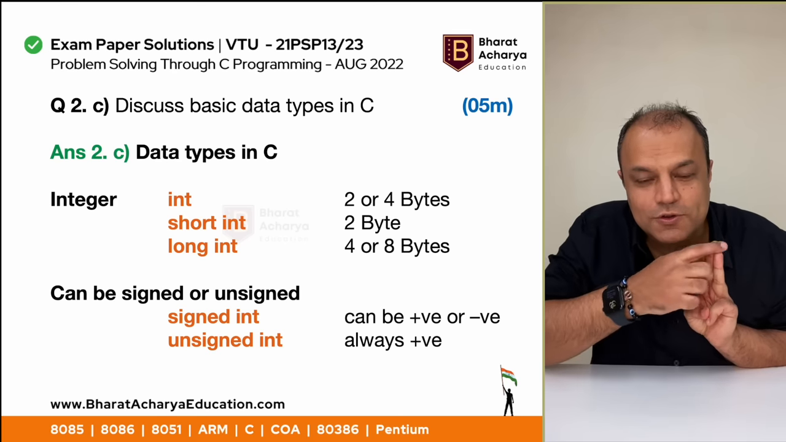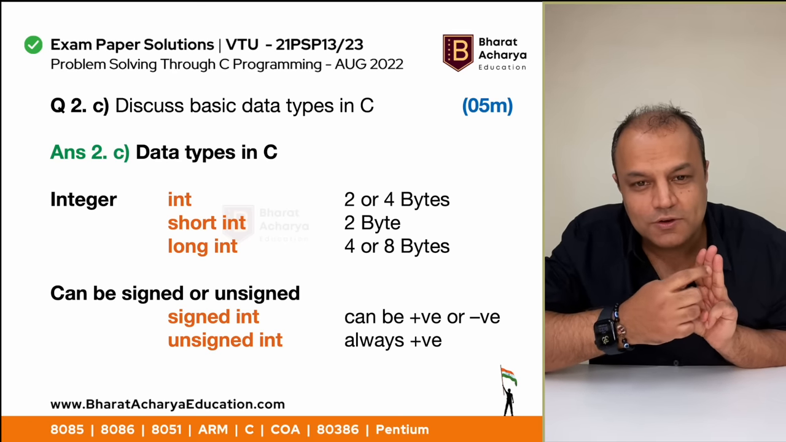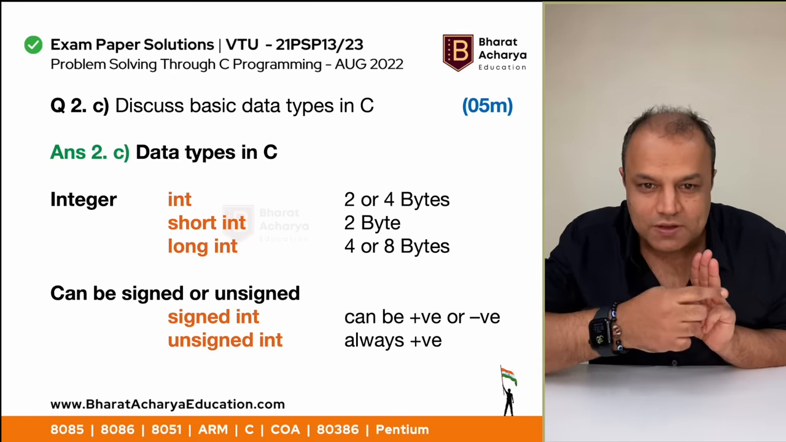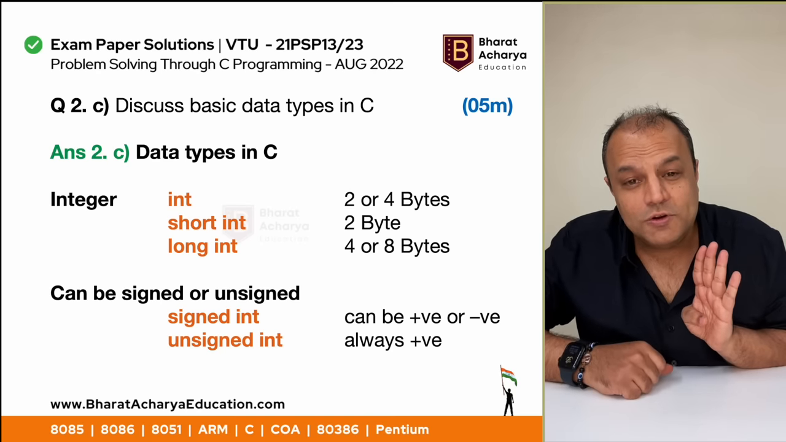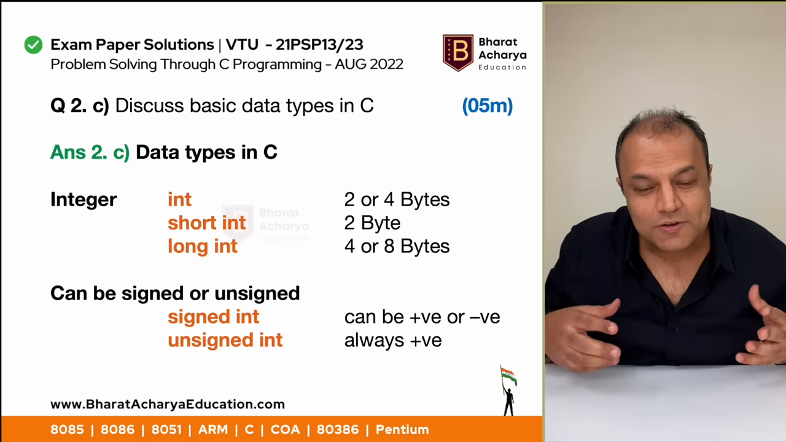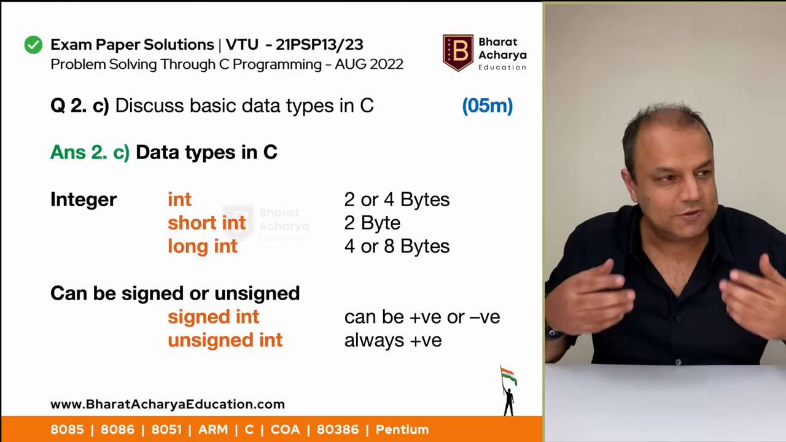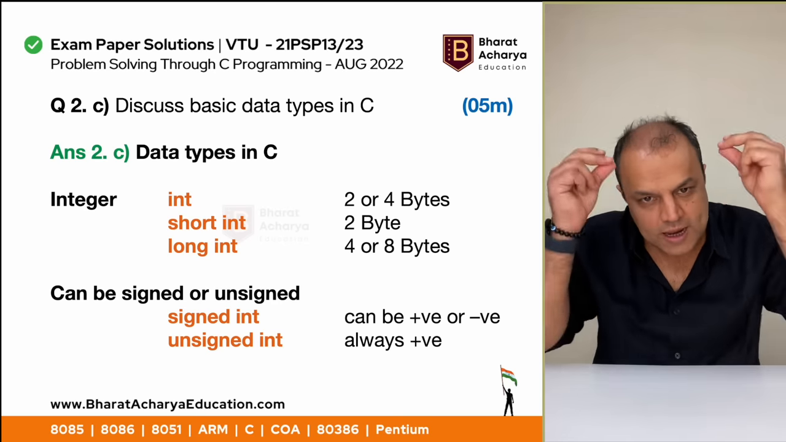3 bits can have 000, 001, 010, 011, 100, 101, 110, 111. That means 8 values. That means 2 raised to 3. 4 bits will have 2 raised to 4 values. 5 bits will have 2 raised to 5 values. That is 32. 6 bits will have 2 raised to 6 values. That is 64. And so on.